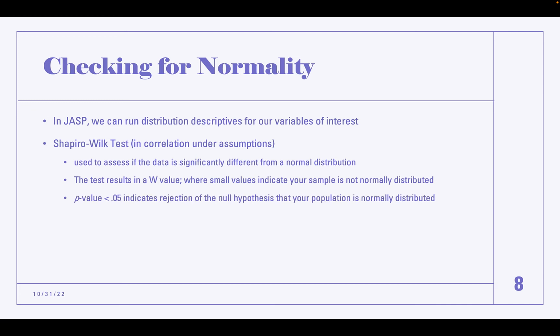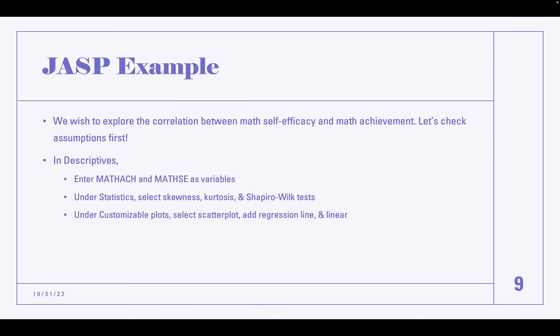The test is going to give you a p-value, and when that p-value is less than alpha or 0.05, it's going to indicate rejection of the null hypothesis that the population is normally distributed. So if you see a really small p-value for your Shapiro-Wilk test, like less than 0.001, that's going to tell you that your data is not normally distributed. And again, if it's not normally distributed, then the Pearson correlation is not appropriate.